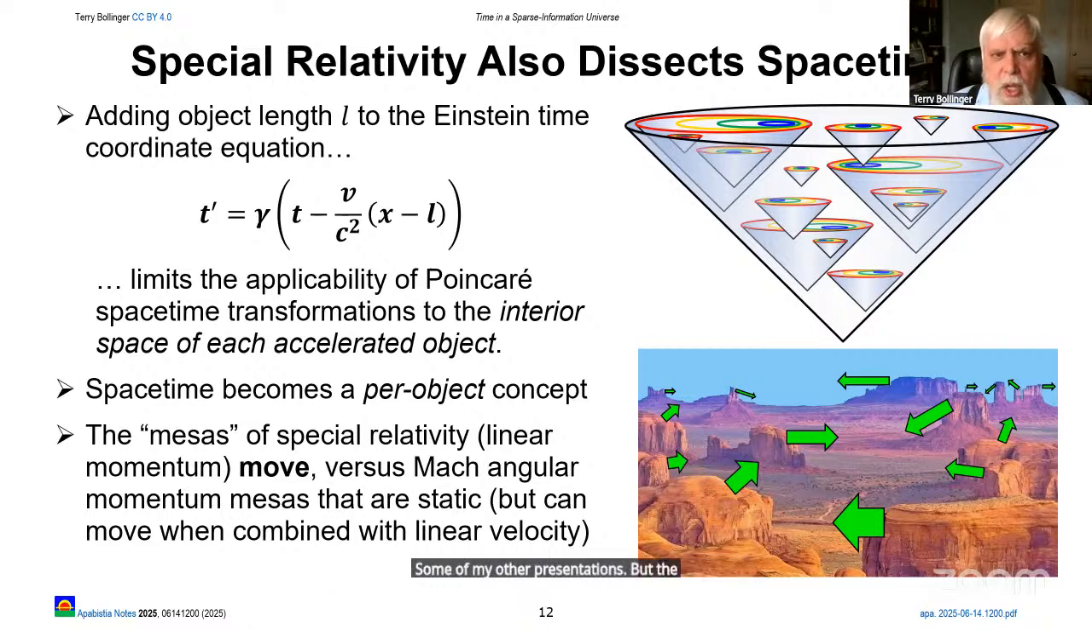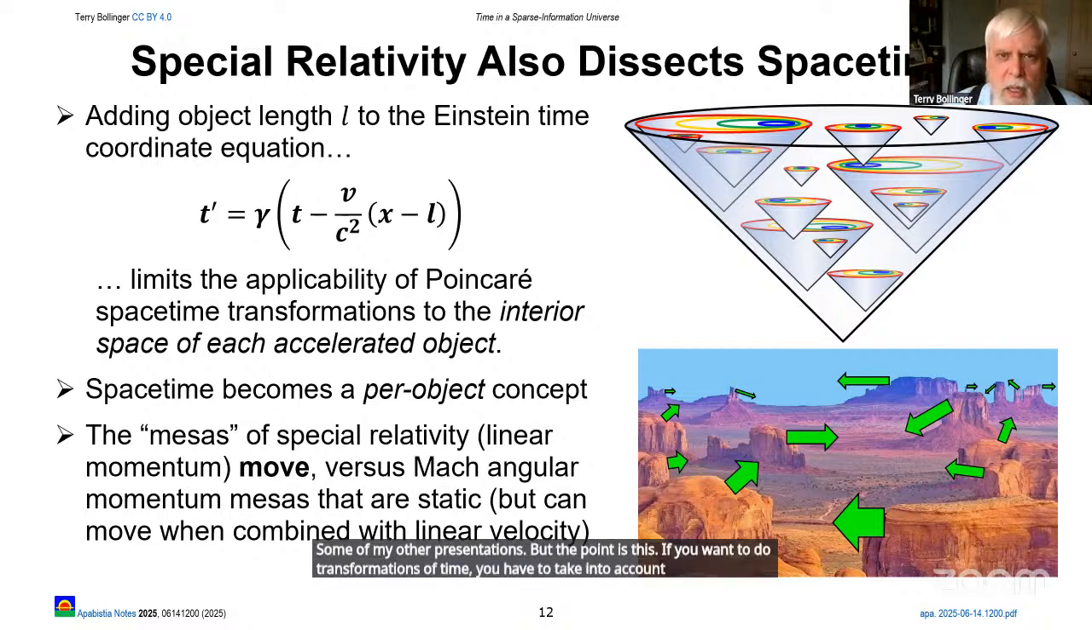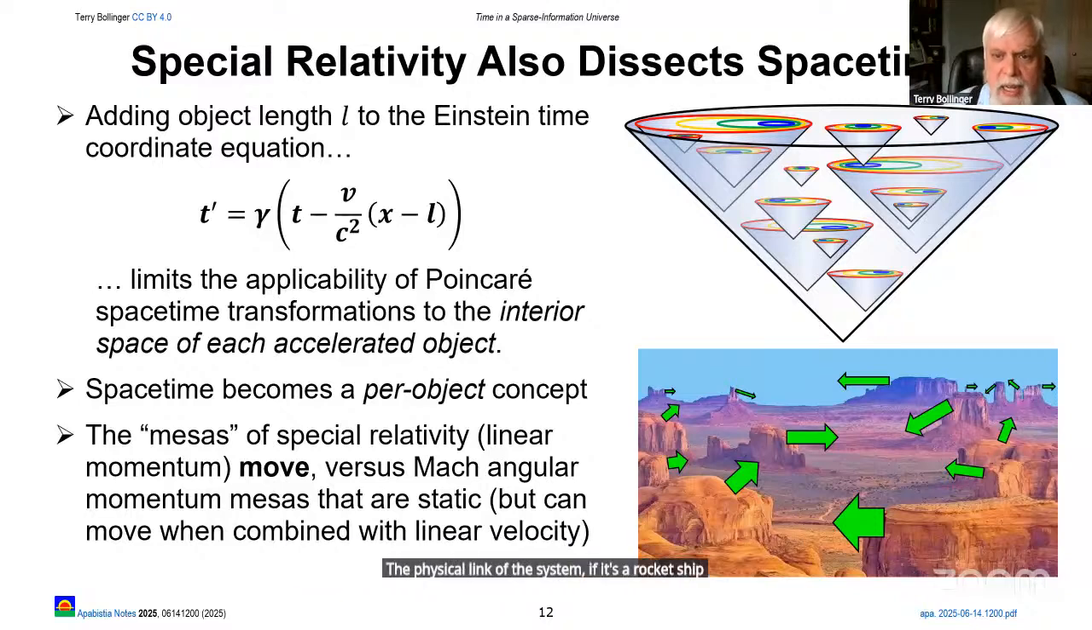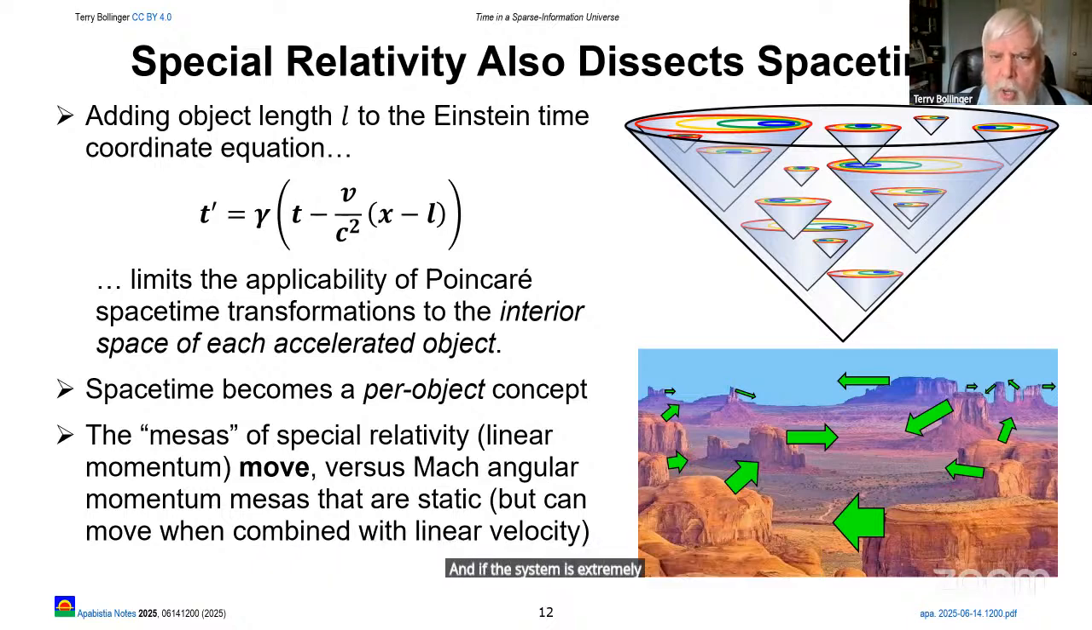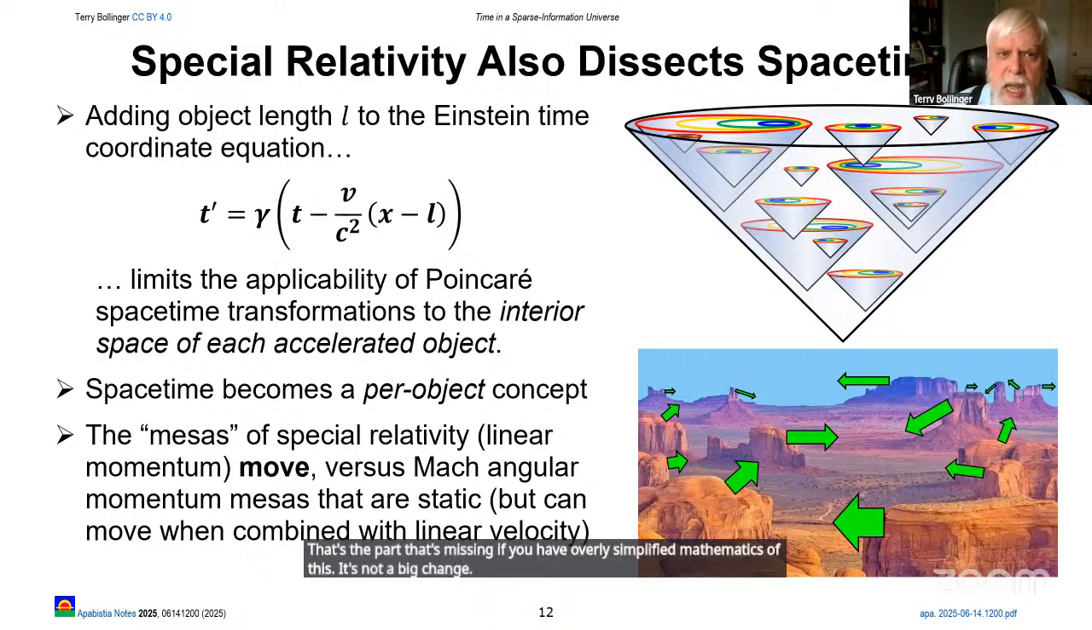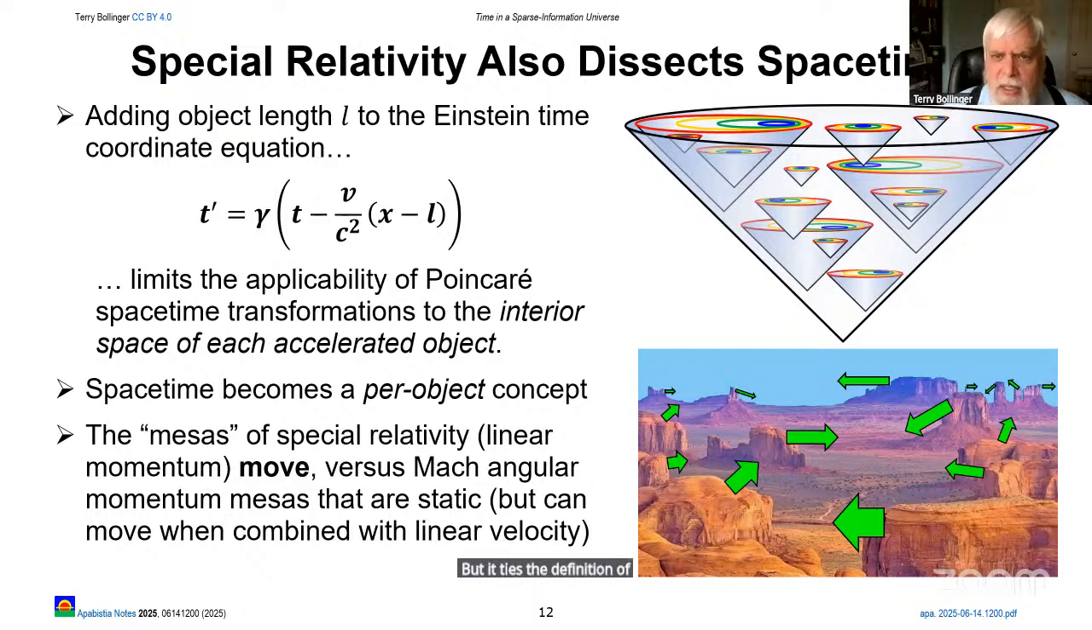But the point is this: if you want to do transformations of time, you have to take into account the length of the system, the physical length of the system. If it's a rocket ship, you actually have to know the length of the rocket ship. Why? Because when you transform to a new space-time coordinate system, you cannot do it correctly unless you know the length of the system. And if the system is extremely large, it's going to take you a very long time to fully complete the transformation. That's the part that's missing with overly simplified mathematics. It's not a big change, but it ties the definition of time to the length of the system you're working with.